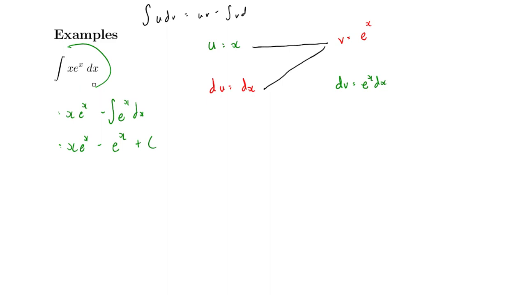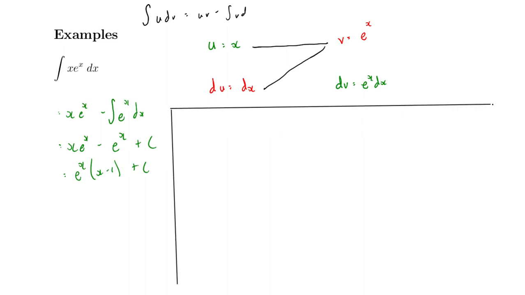All right, not too bad, right? You can rewrite this in a couple of different ways. You can factor out e to the x and write it as x minus 1. These are the two main ways that you'll see it. Just for fun, what I'd like to do is see what would happen if we switched our pick.